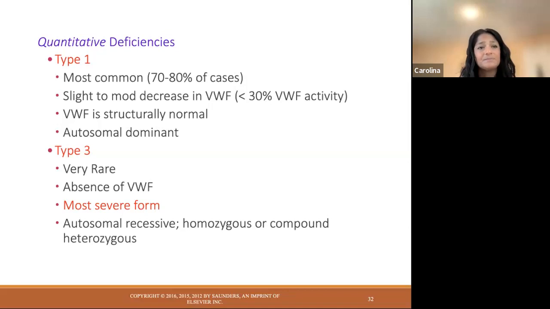Type 3 is also a quantitative deficiency, but it's a very rare condition. Type 3 is not seen very often, but this is when there's an absolute absence of von Willebrand's factor, and it is the most severe form. This is inherited in an autosomal recessive manner, and a patient can be homozygous for this genetic condition or compound heterozygous.